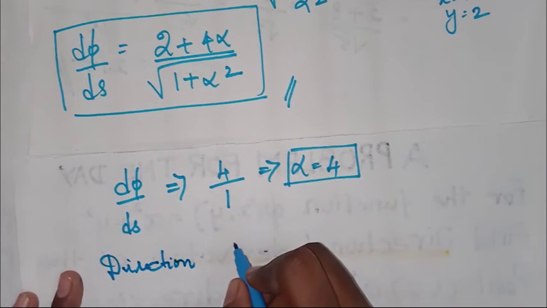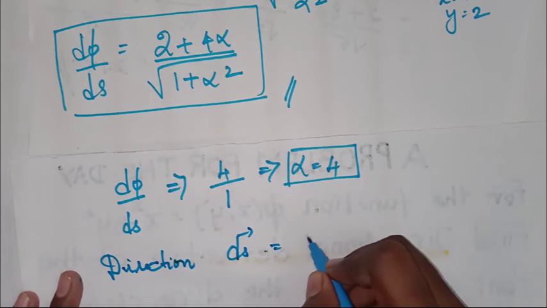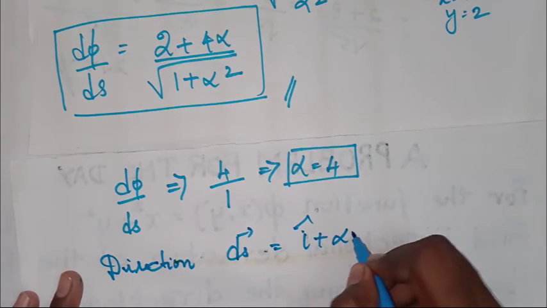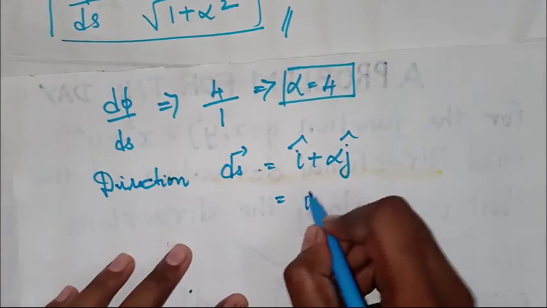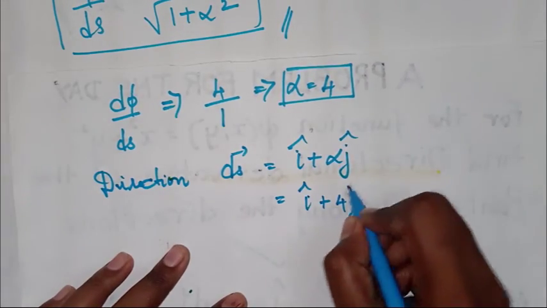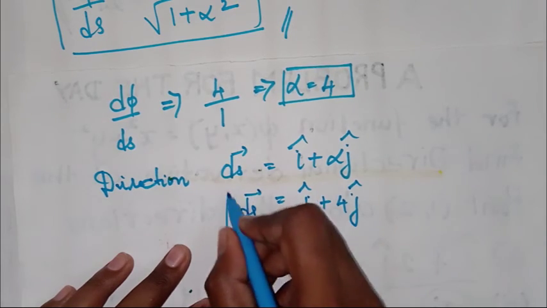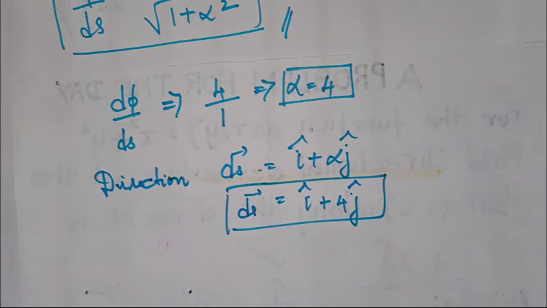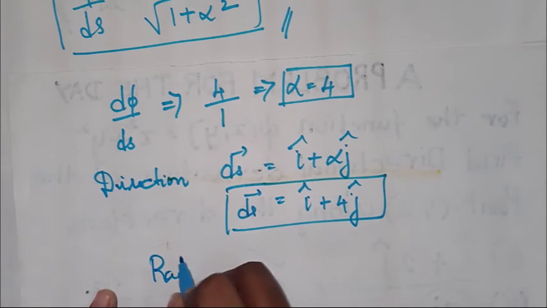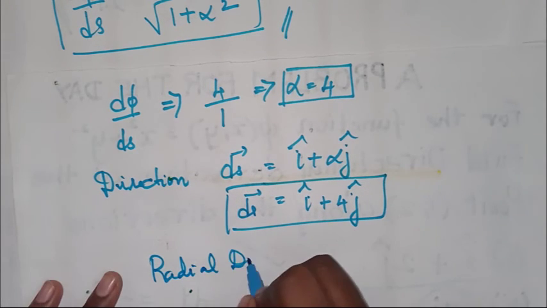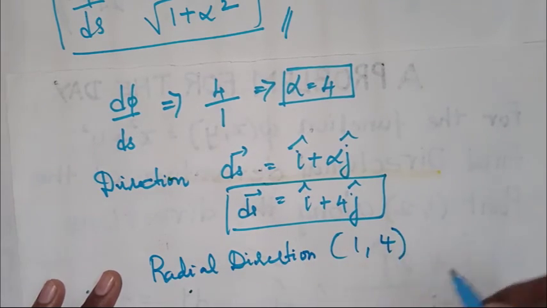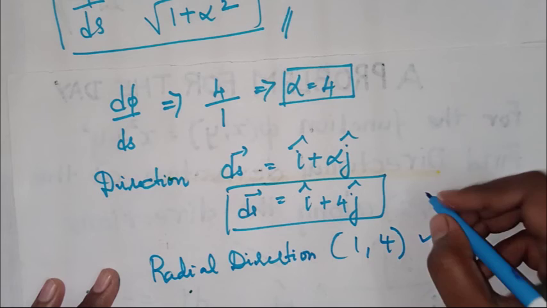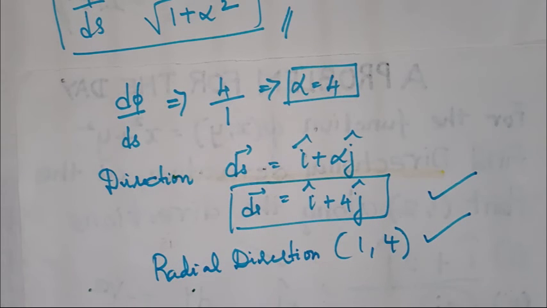So therefore, how can you write the direction terms? The direction is the ds vector, which is equal to the given i vector plus alpha j vector; instead of that, you have to calculate it in terms of 4j, which is the ds vector. So very simple, just a normal derivation. You can just mention the radial direction, because what we found is the radial direction. So the radial direction is 1,4; either you can represent it in this particular form or you can represent it as a vector equation.